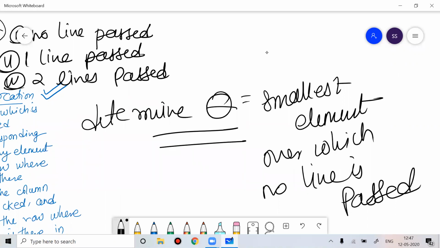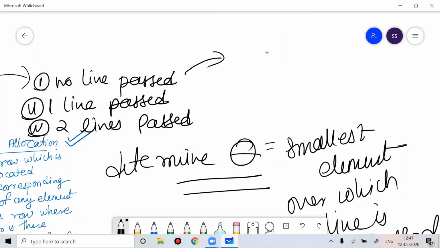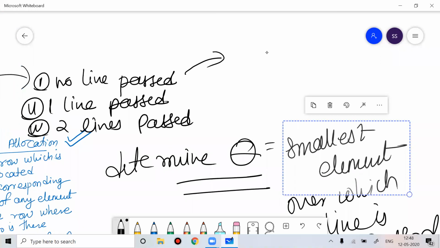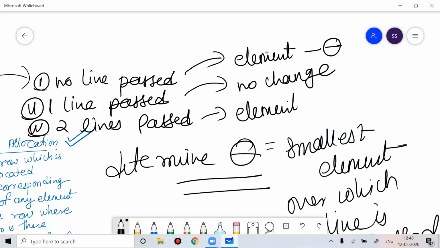Now what you have to do with the theta? From all the elements where no line is passed, subtract that element from the theta, because theta is the smallest of all these elements. If one line is passed over any element, do not change that element. If two lines are passed over that element, then add theta to those elements. So you have to do this work, and with that you'll change the values of every row and column.